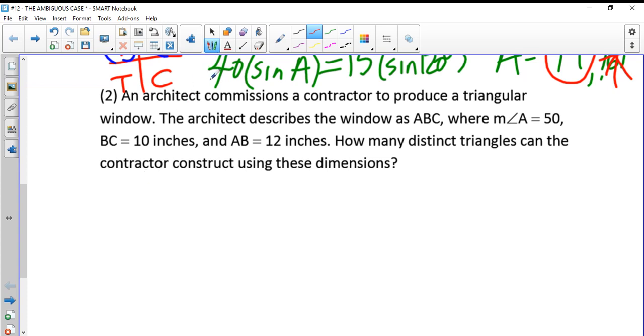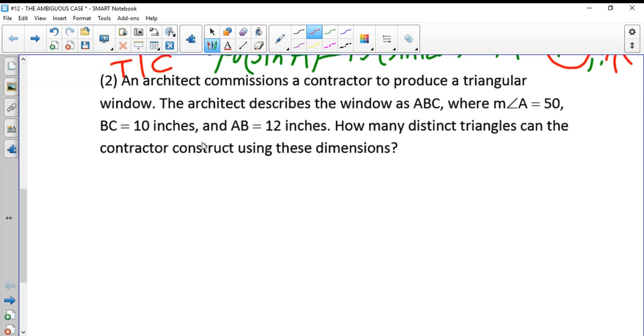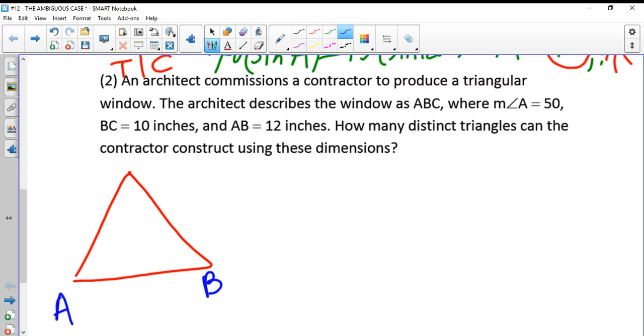So to continue on, now we have an architect commissions a contractor to produce a triangular window. So again, I know I got a triangular window, just going to make a triangle. Doesn't have to be perfect. The architect describes the window as ABC. So there's ABC. Measure of angle A is 50 degrees. BC is 10 inches, so that's over here. AB is 12 inches. How many distinct triangles can the contractor construct using these dimensions?